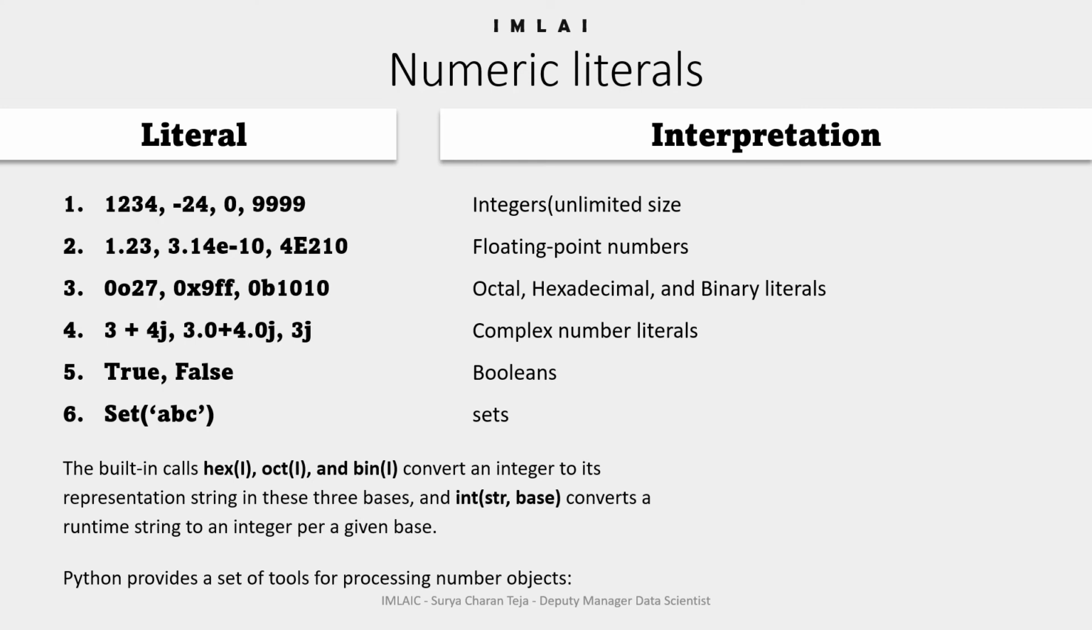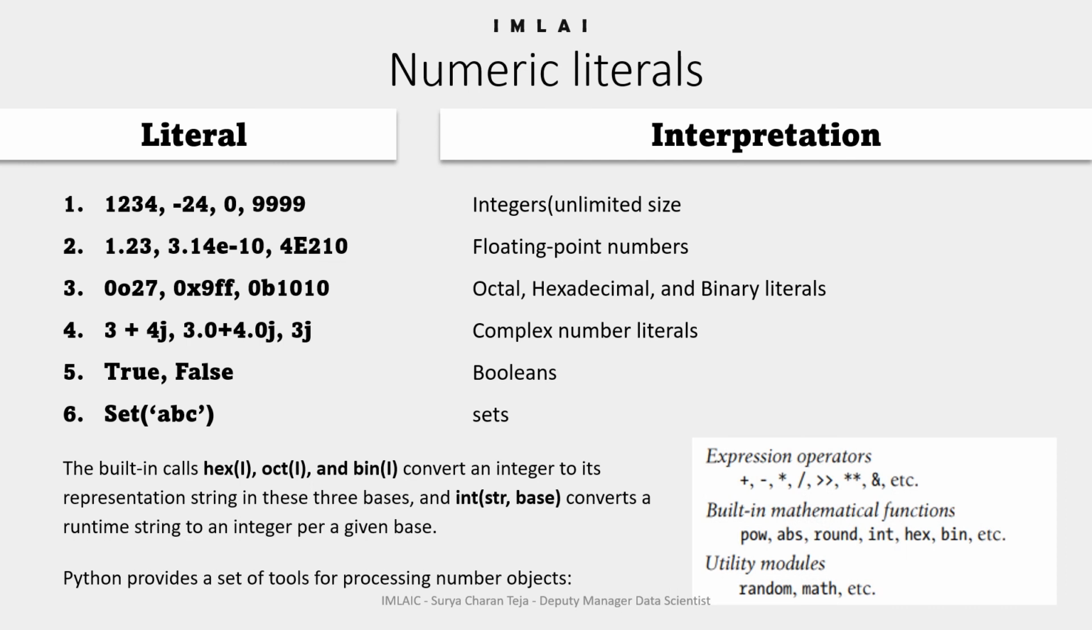Or another way to do the same conversion is int(string, base), which converts a runtime string to an integer for a given base. If you give a base of 8, it's octal, a base of 16, it's hex, and a base of 2, it's binary. So these are some of the ways of converting objects from one form to another. In addition to that, Python provides a set of tools for processing numeric objects.